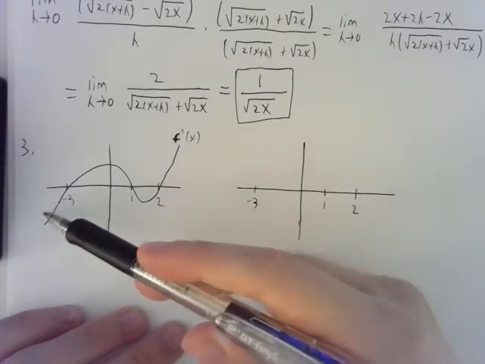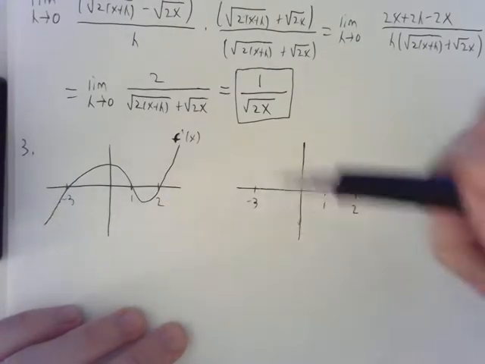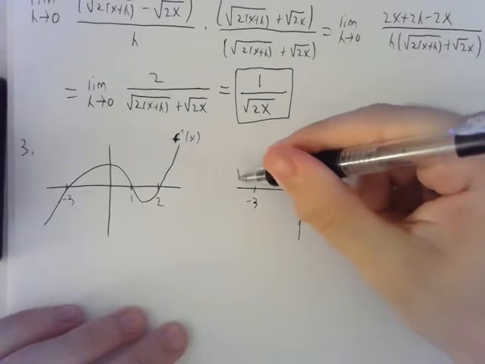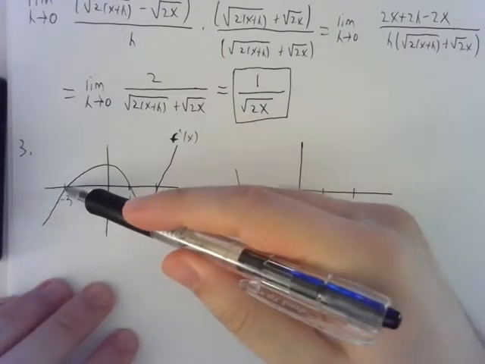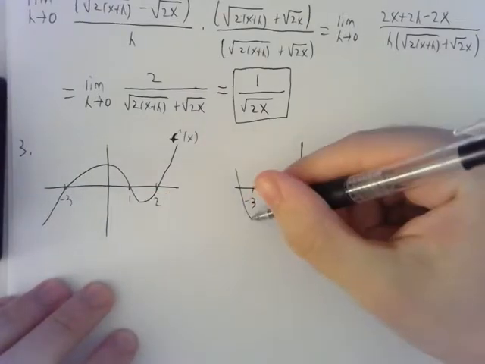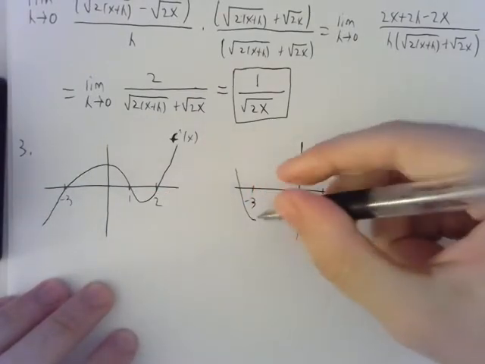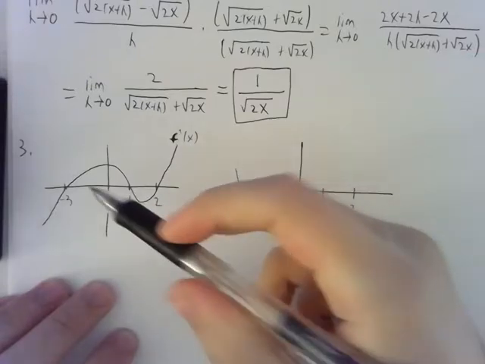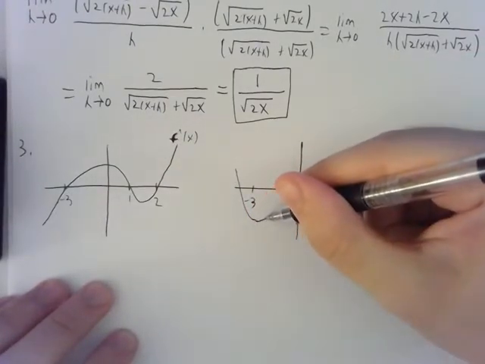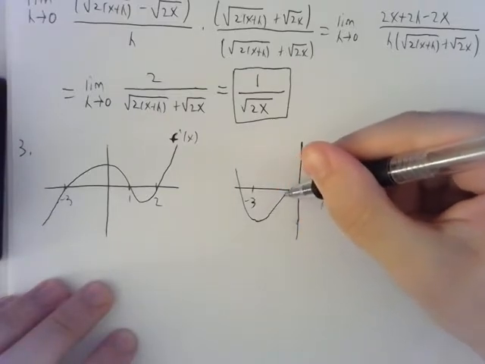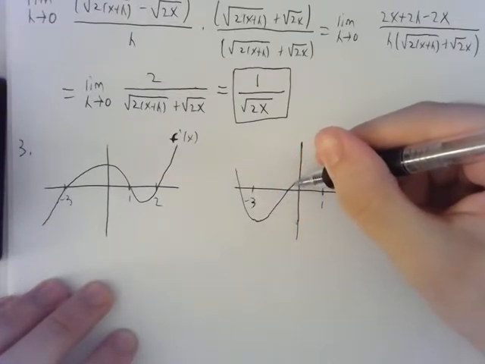So over here to the left of -3, the derivative is negative, so that means the function is decreasing. At 3, the derivative hits 0, so it should have a horizontal tangent line, so it sort of levels off. And then the derivative becomes positive, so it starts going up. Does something like this.